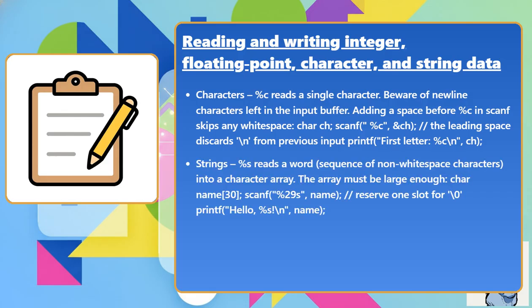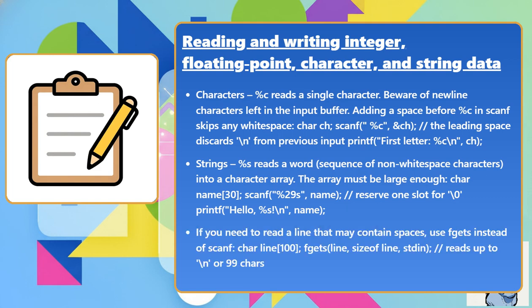Strings: %s reads a word, a sequence of non-white space characters, into a character array. The array must be large enough. Example: char name[30]; scanf("%29s", name); printf("Hello, %s!"). If you need to read a line that may contain spaces, use fgets instead of scanf. Example: char line[100]; fgets(line, sizeof line, stdin).